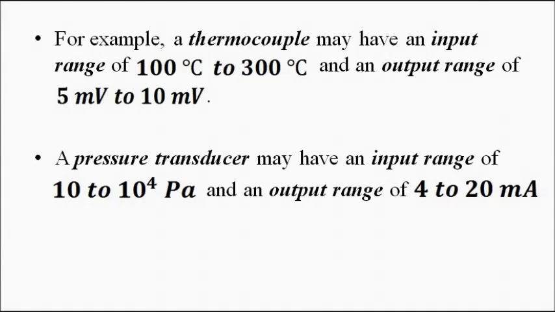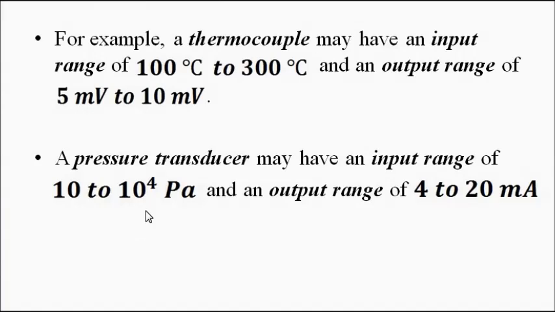Similarly, let us say we have a pressure transducer which has an input range from 10 to 10 to the power 4 Pascal, and an output range corresponding to it from 4 to 20 milliampere. It means that for any pressure value between 10 and 10 to the power 4 Pascal, the pressure transducer will detect the input signal and can produce an output corresponding to it. Between that range, those minimum and maximum values; anything below and above the extreme values, it will not work.